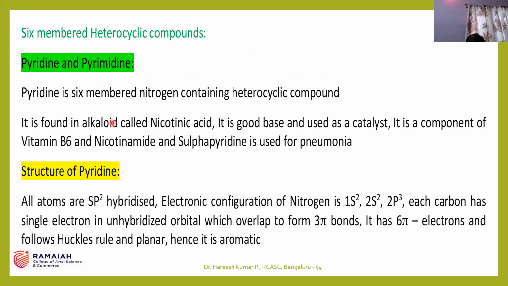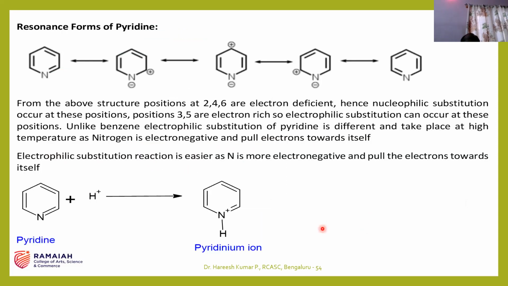Okay, pyridine, maybe you can give importance to the occurrence. It is found in the alkaloid called nicotinic acid. It's a good base and used as a catalyst. It is also a component of vitamin B6 called pyridoxine, and it is also present in niacin. Niacin is nothing but nicotinamide, and it is also present in sulfapyridine drugs. This sulfapyridine is used as a pneumonia treatment. And this is the structure, with the electronic configuration of nitrogen, unhybridized orbitals which overlap forming 3 pi bonds, and it has 6 pi electrons, and these are the resonance forms.